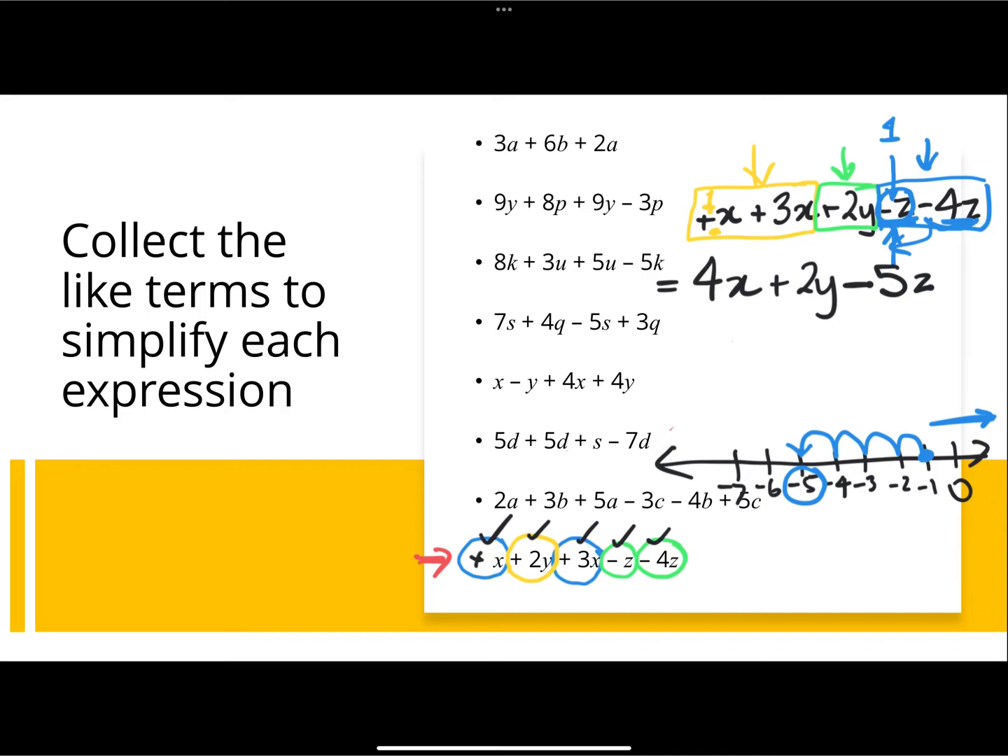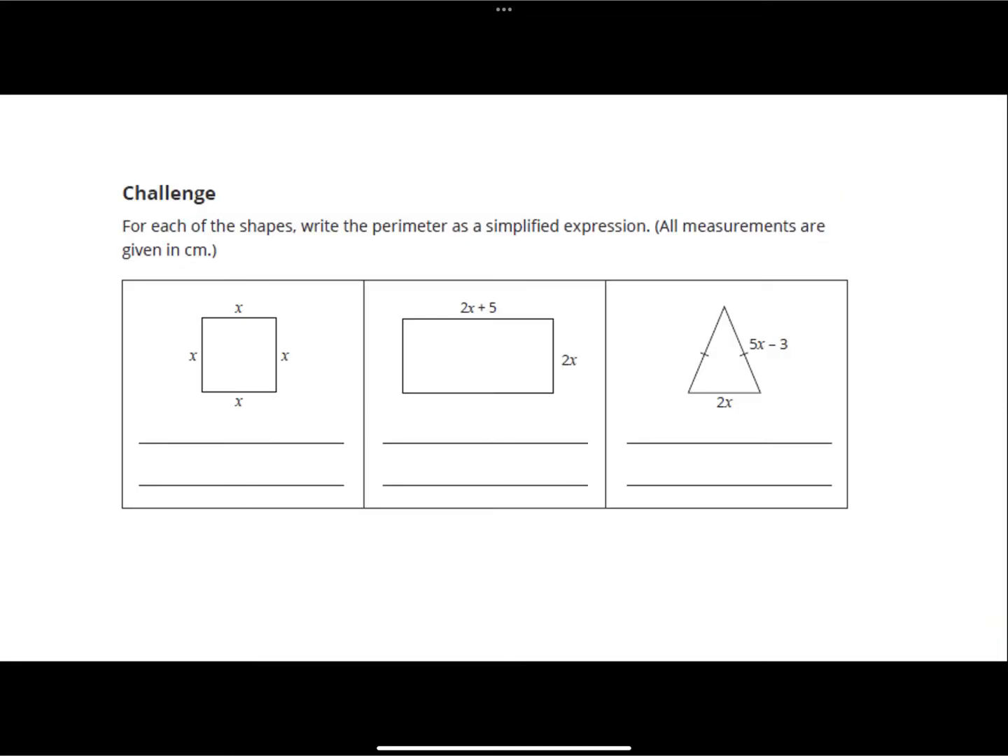5z. So this one here is a bit tricky because not only are they making us think about this, but they're also making us think that negative z is the same as saying negative 1z. And that told us where to start on our number line. I love a good challenge.